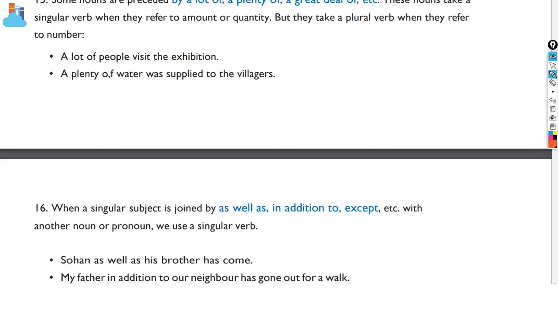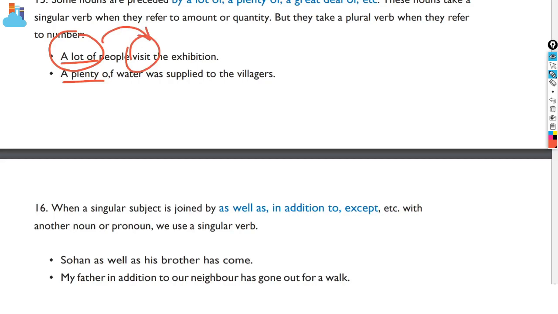So when we are using this particular sentence, you see a lot of comes, a plenty of comes. Now when a plenty of comes, the meaning implied is plural, but grammatically speaking, as it talks about one particular concept, a lot of people means the singular verb will follow. A lot of people visit.